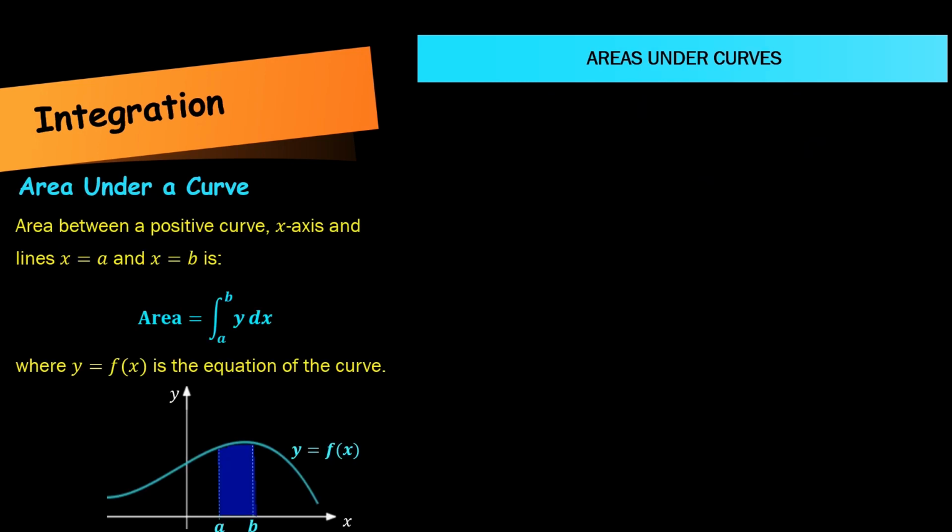Let's also recall the discussion on the area under a curve from a previous session. The area between a positive curve, the x-axis, and the lines x equals a and x equals b is given by area equals the integral from a to b of y with respect to x, where y equals f of x is the equation of the curve. The shaded area in the diagram in yellow is this area.